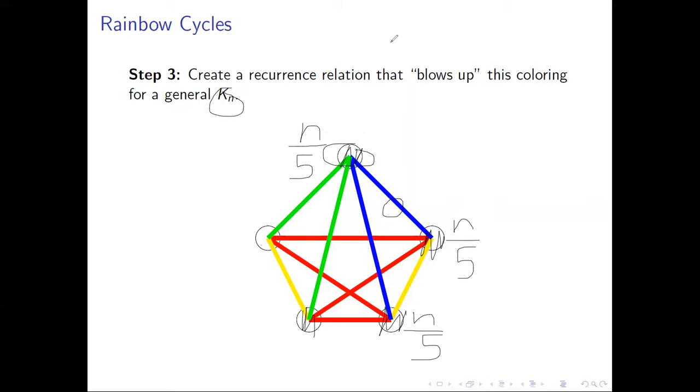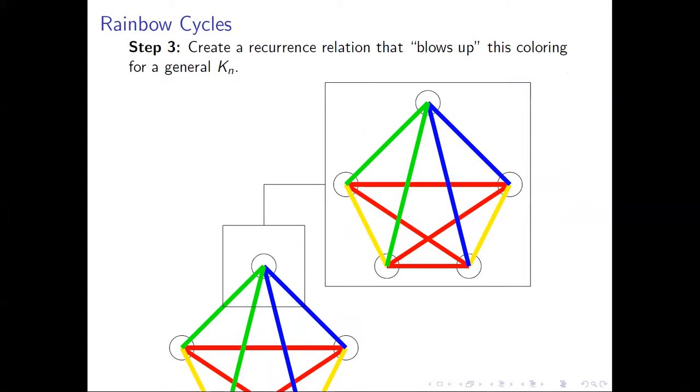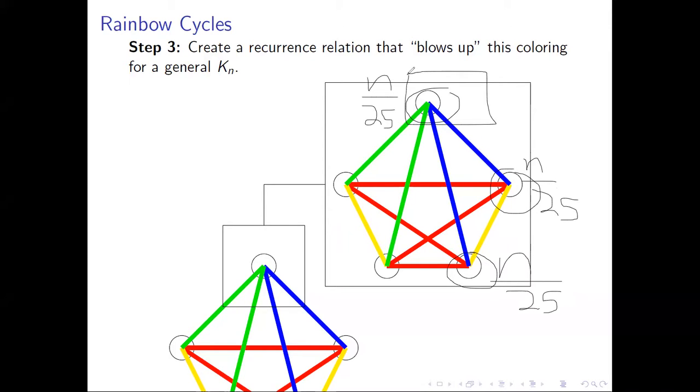Furthermore, if I were to zoom in to one of those cells, I would actually get a picture of the same thing, only this time we have n divided by 25 in this cell, n divided by 25 in this cell, n divided by 25 in this cell, and so forth. If I were to zoom in into this part, I would get the same picture, only this time with n divided by 125 in each cell. So it's kind of like a fractal-like coloring, but of course it differs from a fractal in the sense that this coloring is on a finite number of vertices.